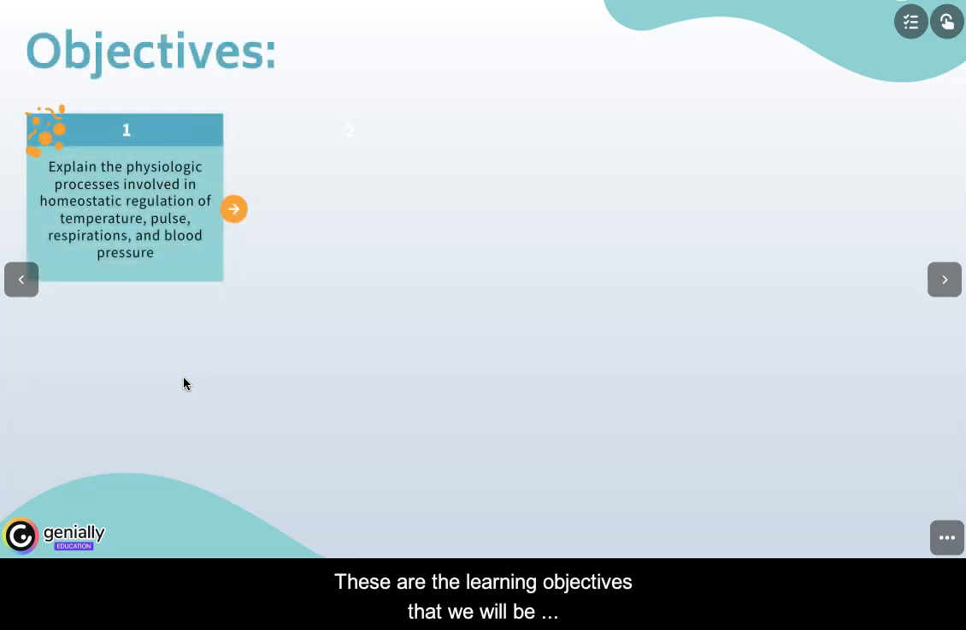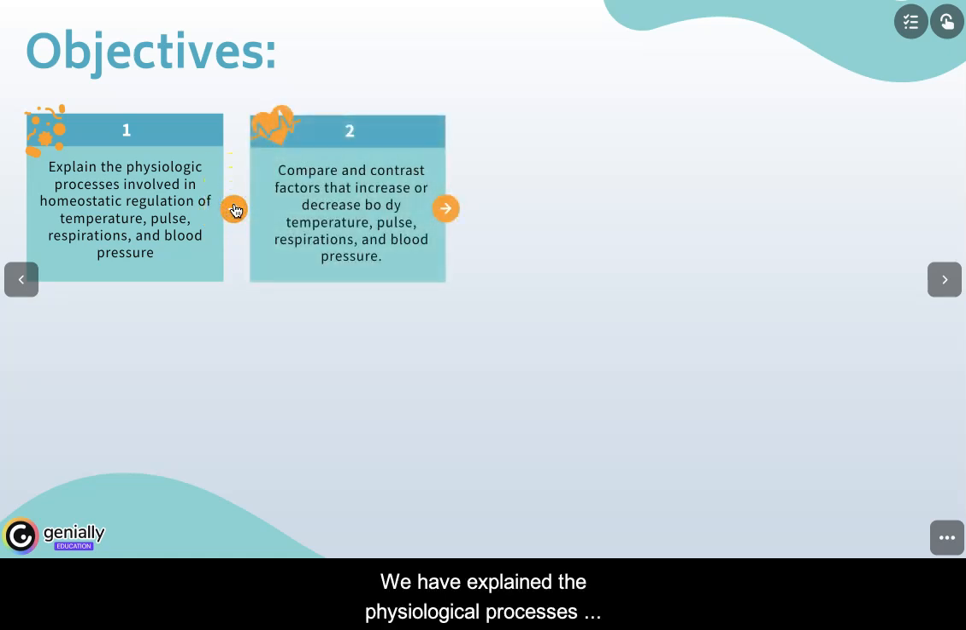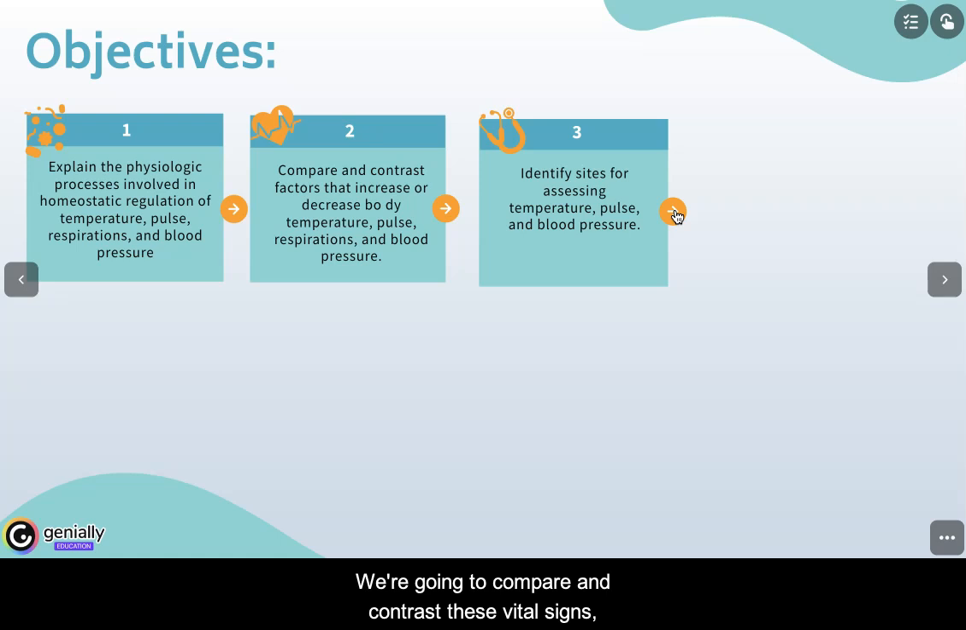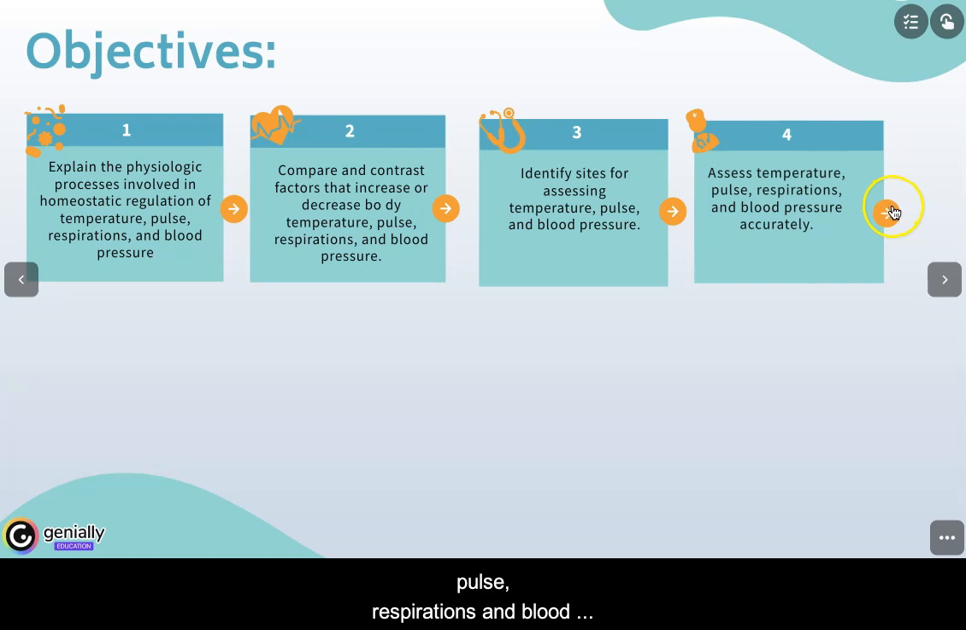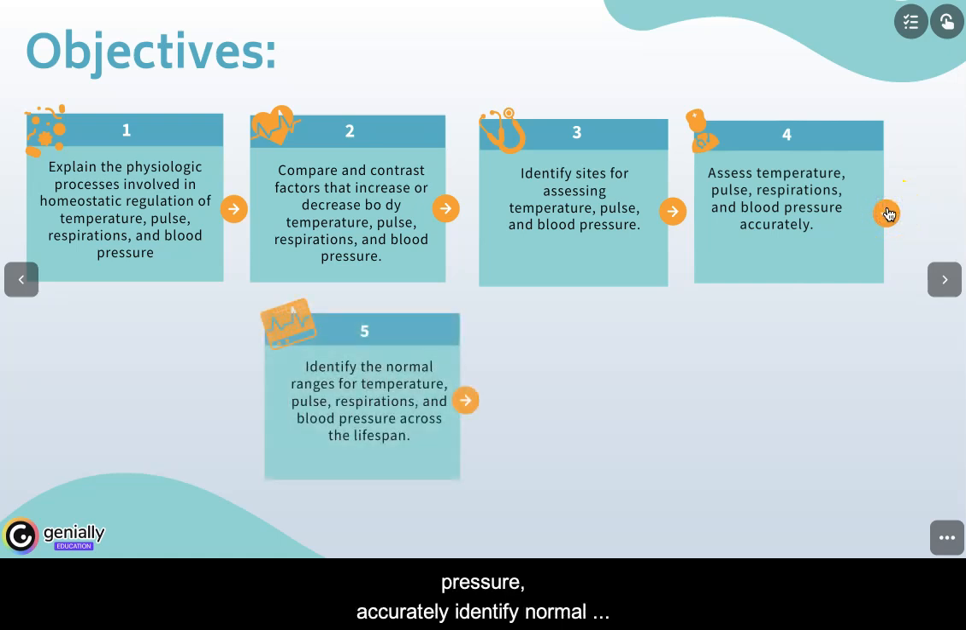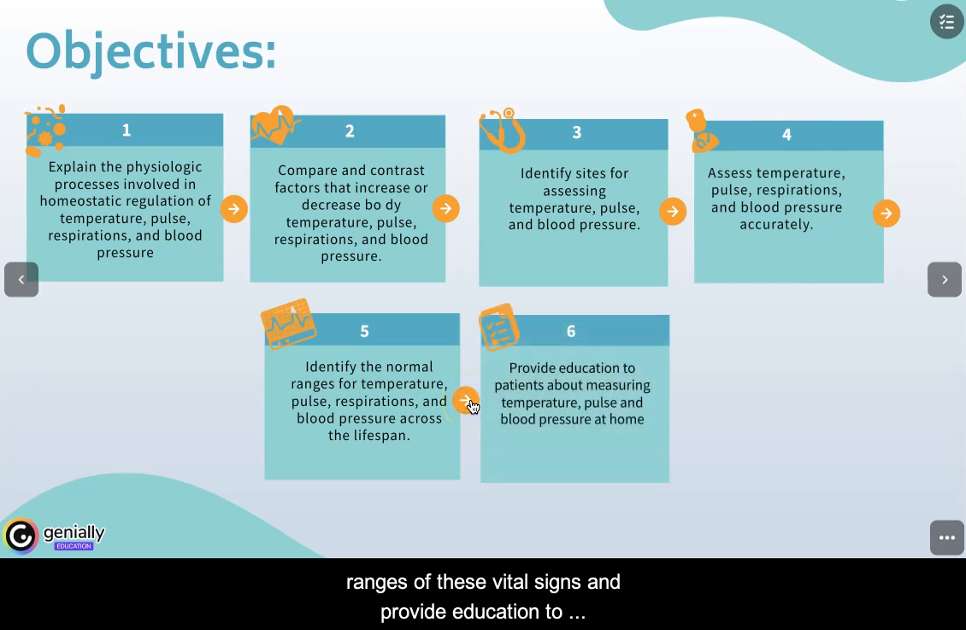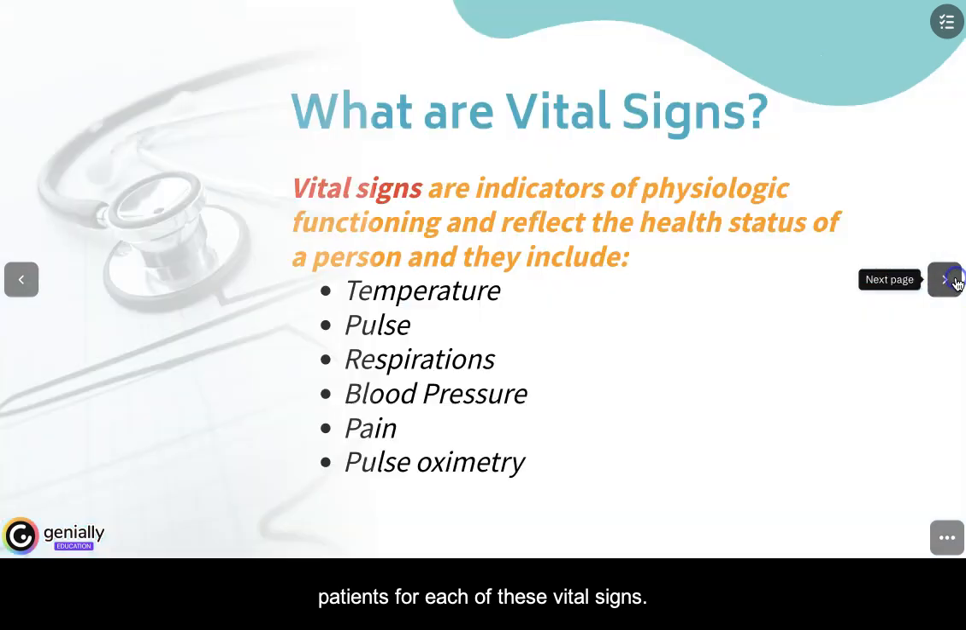These are the learning objectives that we will be covering in this lecture. We will explain the physiological processes involved in homeostatic regulation of temperature, pulse, respirations, and blood pressure. We're going to compare and contrast these vital signs, identify sites, assess temperature, pulse, respirations, and blood pressure accurately, identify normal ranges of these vital signs, and provide education to patients for each of these vital signs.